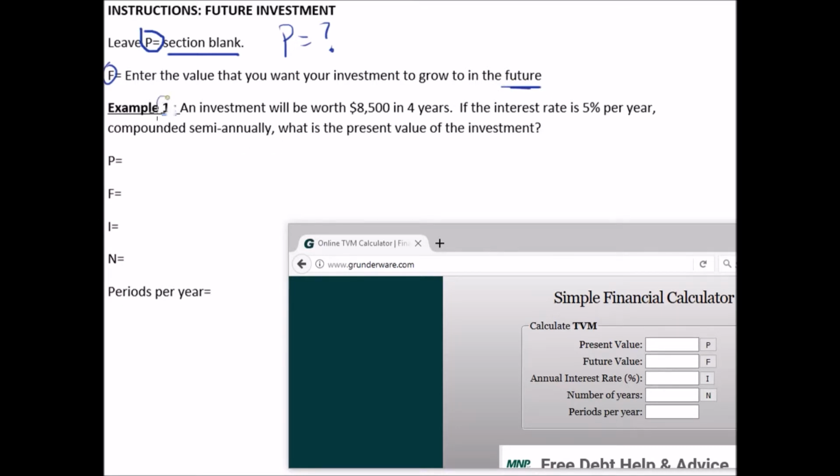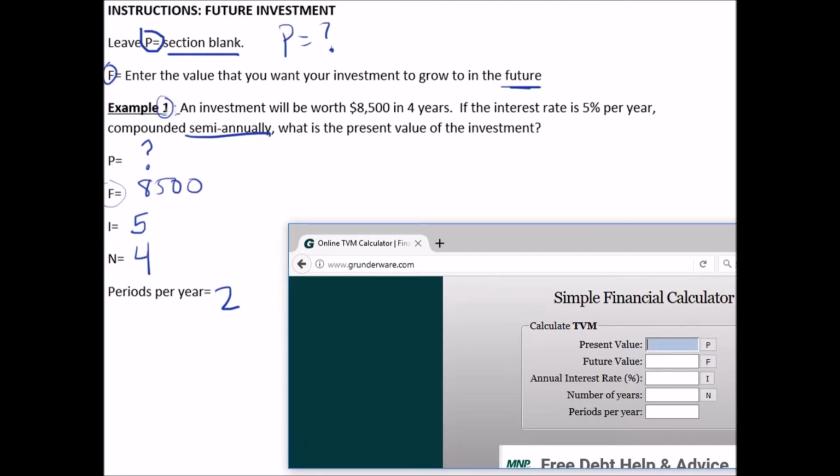Okay, so let's do example 1. An investment will be worth $8,500 in 4 years. So in the future, it's going to be worth $8,500 in 4 years. The interest rate is 5% a year, again not a decimal in the TVM solver, and this is compounded semi-annually. So what is the present value or the principal amount of this investment?